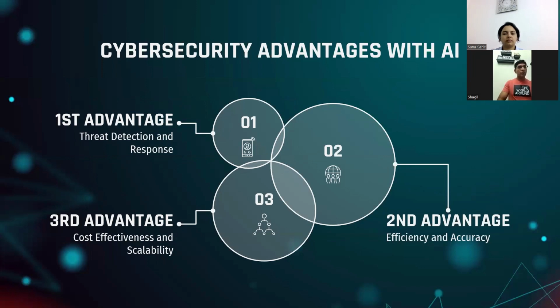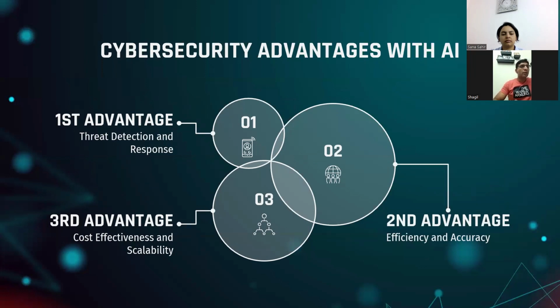And the next point, efficiency and accuracy. Again, an AI model can inspect a large number of devices. We can say hundreds and thousands of devices it can scan and detect various kinds of patterns. So it is more efficient and accurate than human activities.